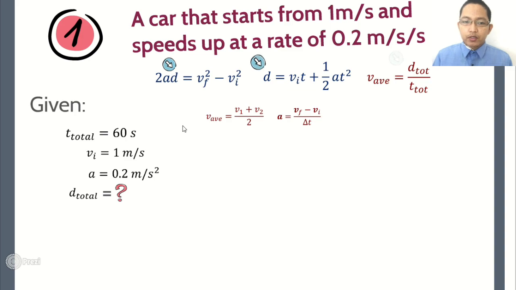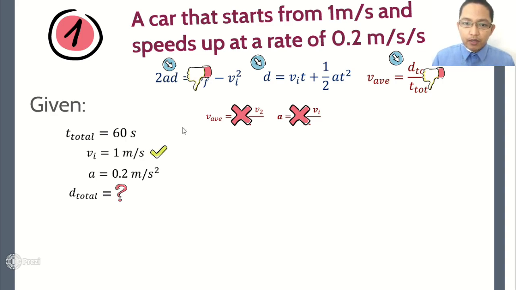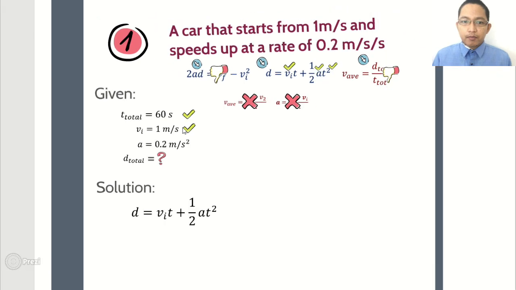Okay, you have three choices. Next, which one there has everything you have? Not this one, it needs the average speed. Not this one either, it needs the final speed. If we are lucky, it must be this one. It needs initial speed, we have that. We have the time as well, and we have the acceleration. That's it. Let's fire it up.